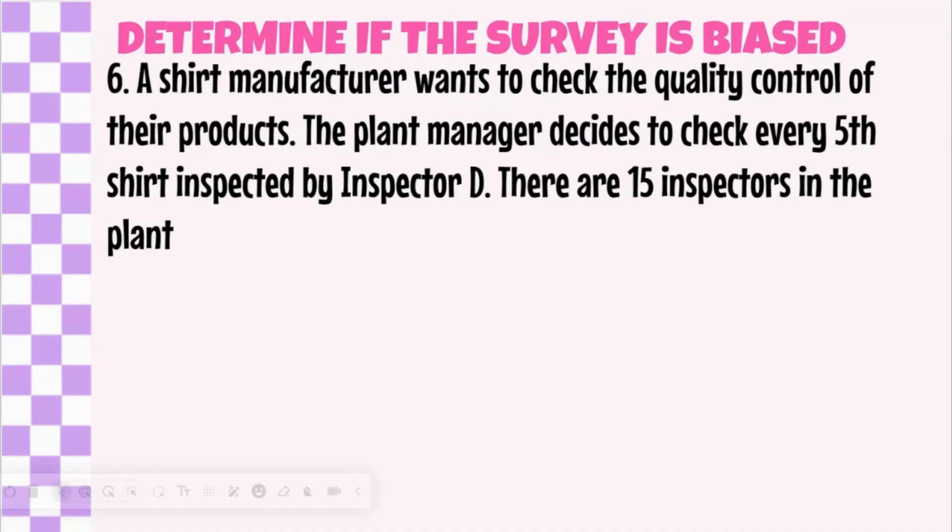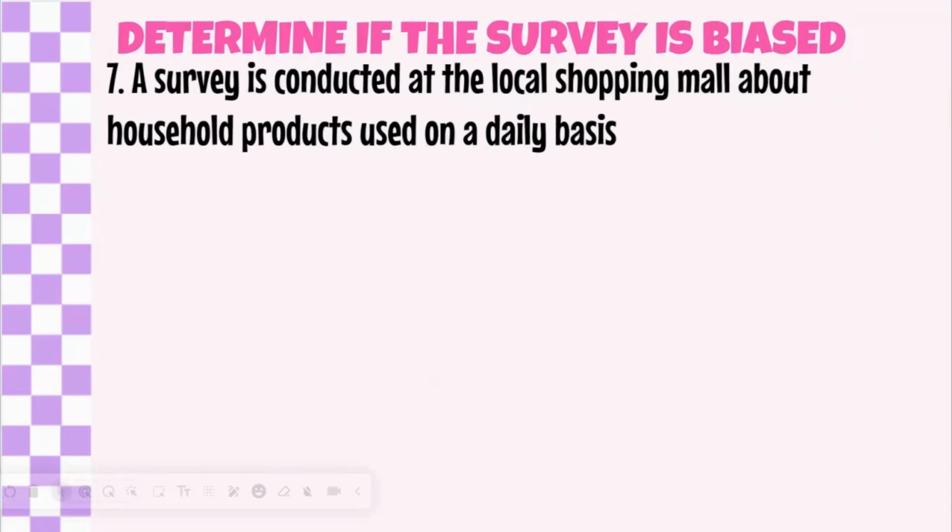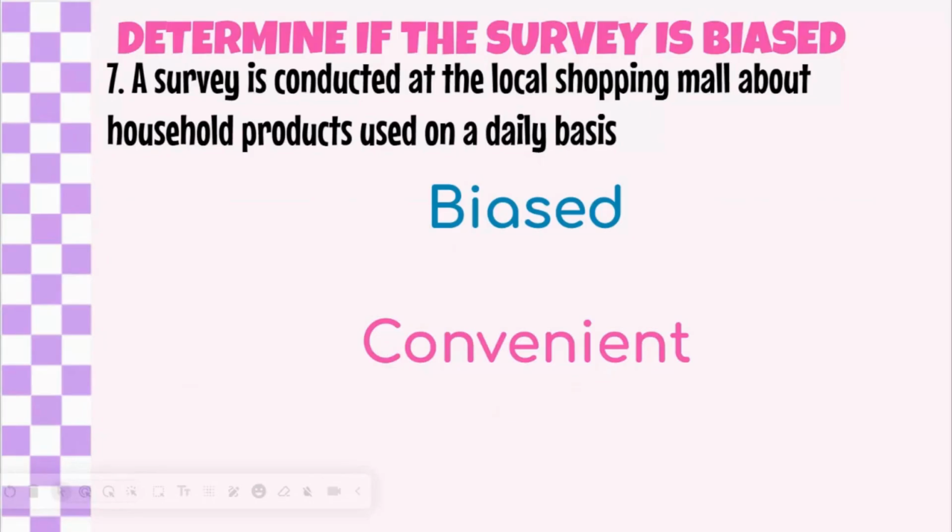A shirt manufacturer wants to check the quality control of their products. The plant manager decides to check every 5th shirt inspected by Inspector D. There are 15 inspectors in the plant. This is hopefully very obvious that this is bias because you're only doing Inspector D. Lastly, a survey is conducted at the local shopping mall about household products being used on a daily basis. That is biased, and it's because it's a convenience sample.